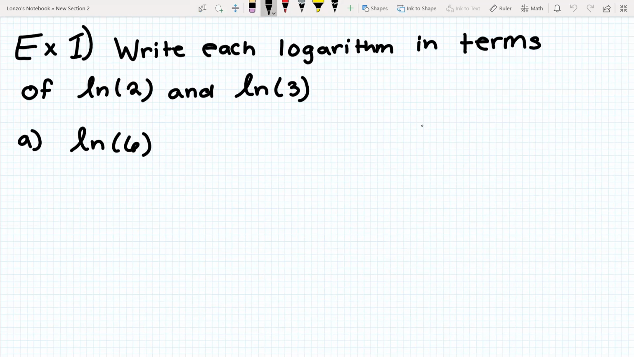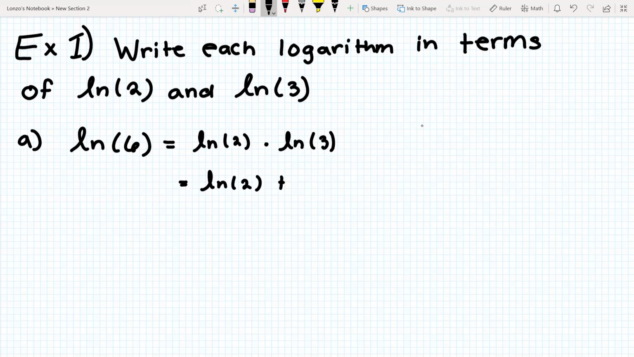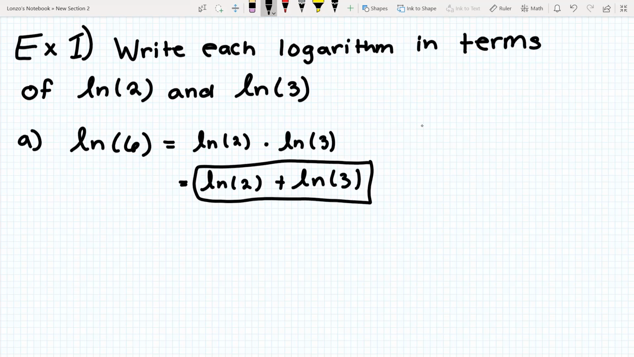So I know that if you multiply 2 and 3, you would get 6, right? So we can write this as ln of 2 times ln of 3, right? Because that will give us ln of 6. But if you recall that when you're multiplying logs or even natural logs, you're really adding. So this is going to be ln of 2 plus ln of 3. And that's it. You can't go any further, and we have everything in natural log of 2 and natural log of 3.